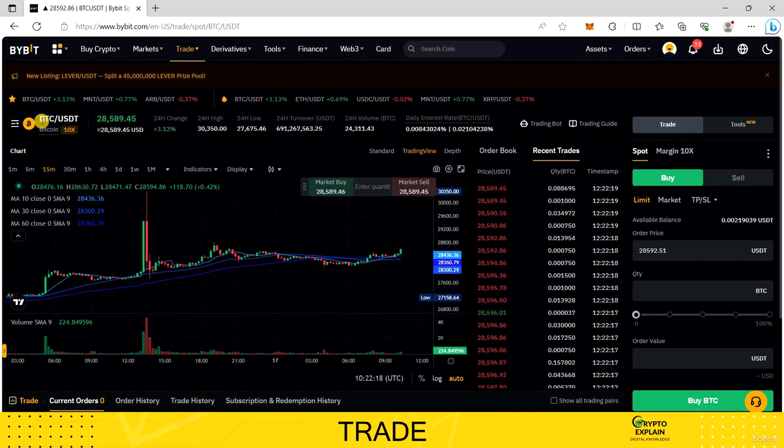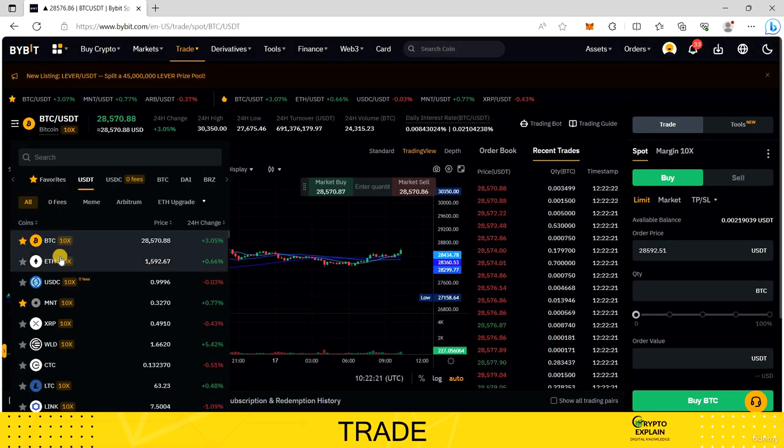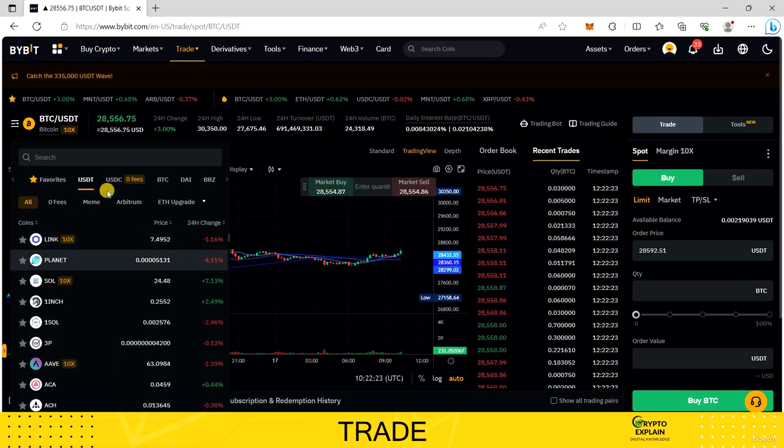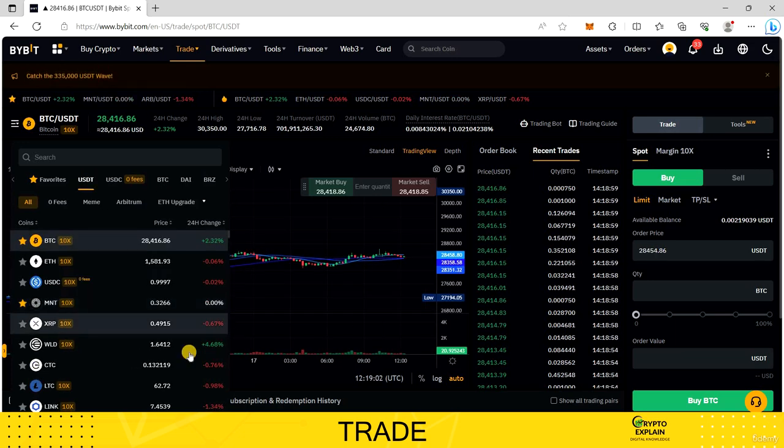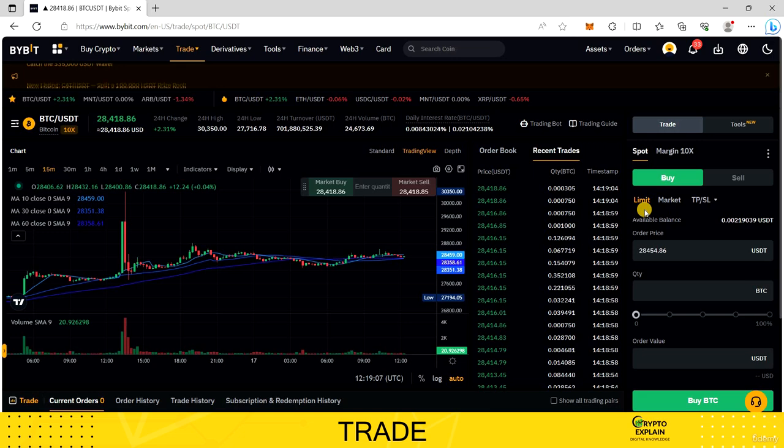In the upper left corner, you will find a drop-down list of all cryptocurrencies available for trading divided into different pairs. For example, in relation to Bitcoin, separately to stablecoins and so on. On the right side of the screen, you will find trading options.